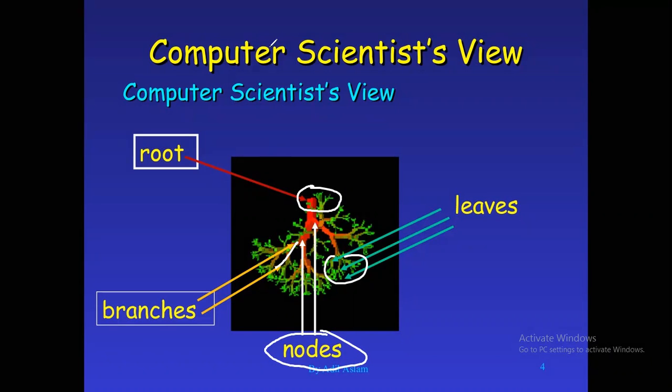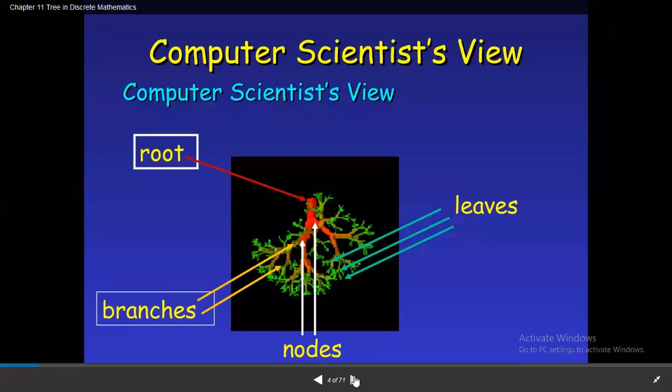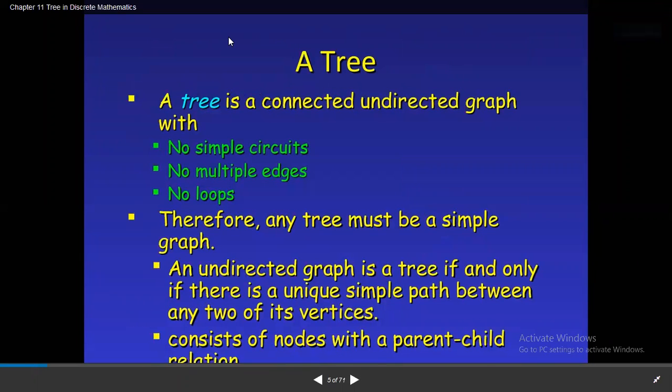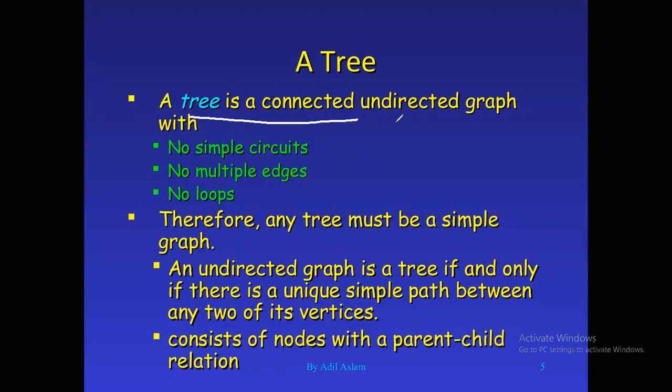So now, we'll discuss all this in detail. First, we'll come to the definition of the tree. A tree is a connected undirected graph with no simple circuits, no multiple edges, no loops. So these are connected, simple circuit, multiple edges; we discussed them in the previous class, but I revise. Why? Because we need all this on the tree.